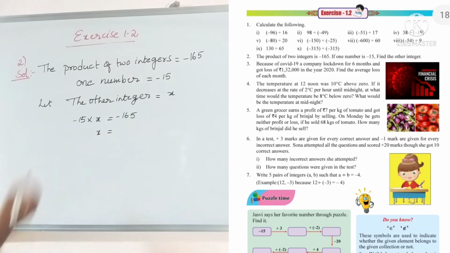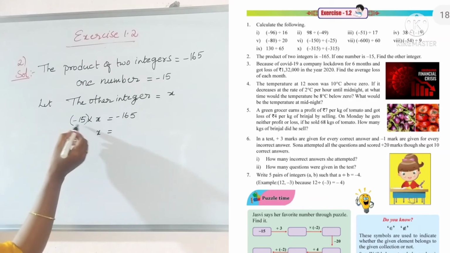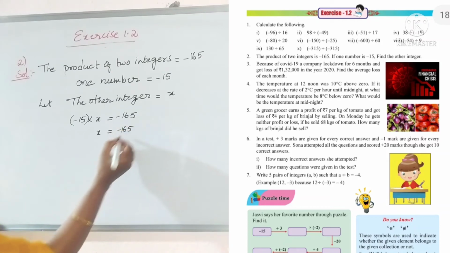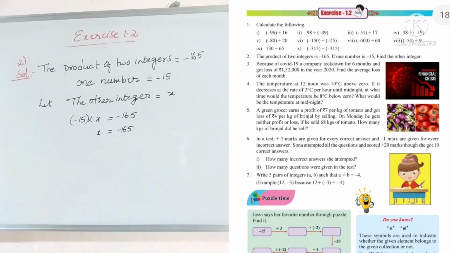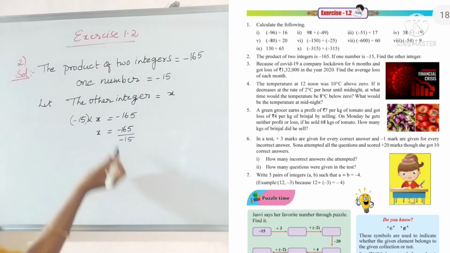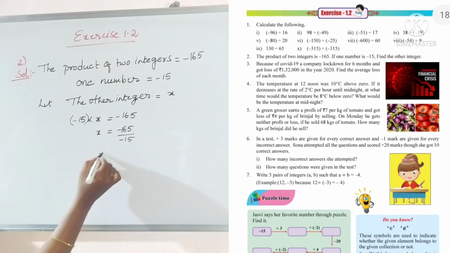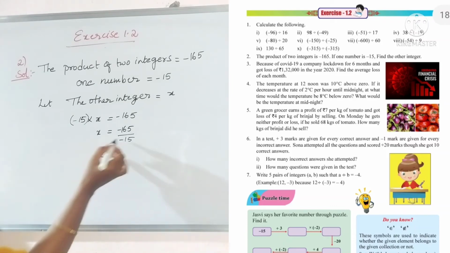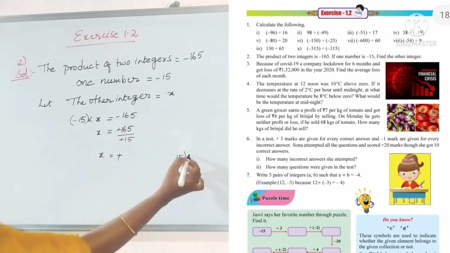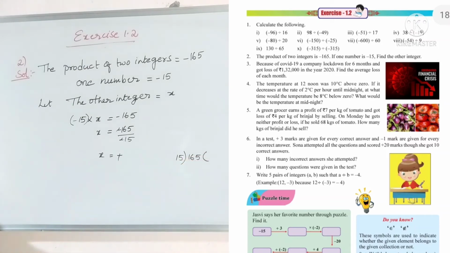For that, we should transpose this minus 15 to the RHS. So here minus 15 is under multiplication. After transposing, it comes under division. If both the integers in the division have the same sign, then the answer will be plus. That means this minus and minus get cancelled. So we have to divide 165 by 15.